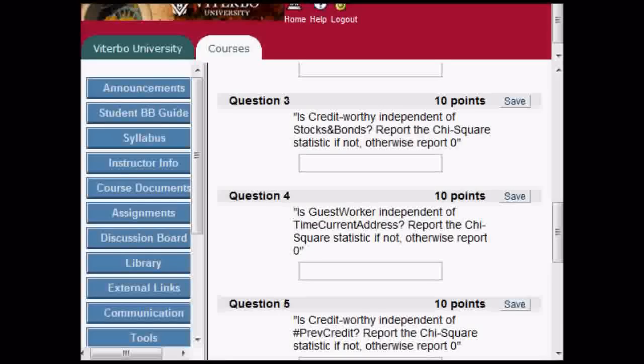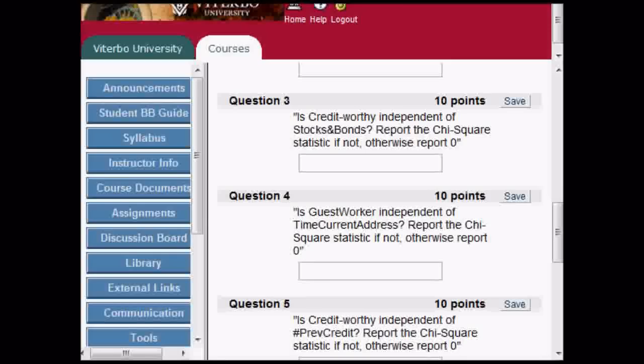So the question is, is the credit worthiness of the borrower independent of stocks and bonds? That variable in the data set relates to the dollar value of liquid securities, stocks and bonds, held by the individual, and there are some categories they fit in: under 100 marks, between 100 and 500 marks, and so on. So it's a category variable, it's not a dollar value.